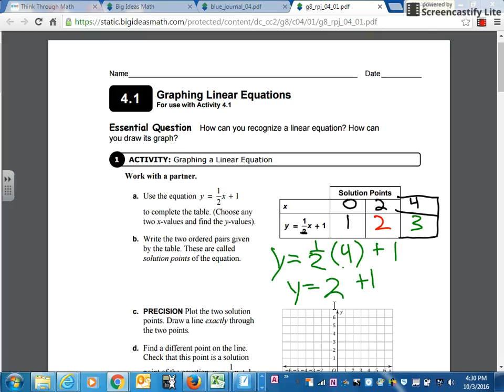Okay, so I'm going to have 2 instead of 3. Part B says write the two ordered pairs given by the table. These are called solution points. So my first solution point is 0, 1. And you're going to put those in parentheses like that. My next solution point is 2, 2. Okay, and my third solution point is x is 4, y is 3.